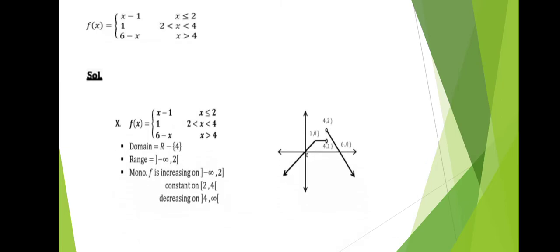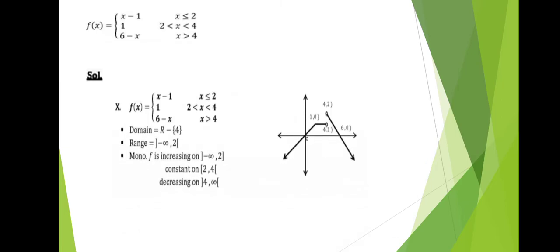Next, here we have a function: x minus 1, 1, and 6 minus x. The first one for x smaller than or equal to 2, then x bigger than 2 and smaller than 4, then x bigger than 4. The graph of our function is as in front of us. The domain is R minus the set of 4. The range is from negative infinity till 2 open. It is increasing on negative infinity to 2 closed, constant on 2 closed to 4 open, and decreasing from 4 open to positive infinity.